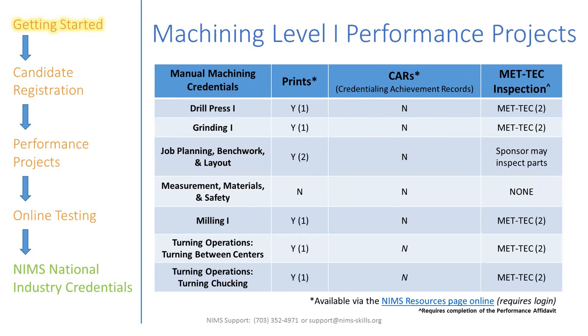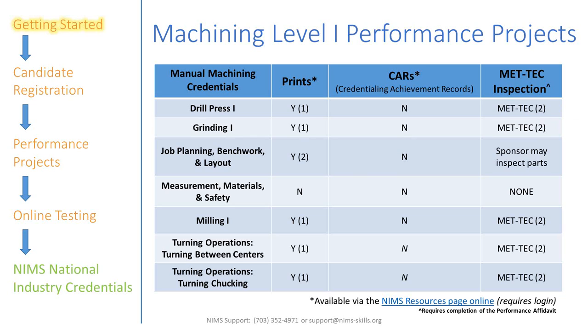Here are all of the NIMS Machining Level 1 certificates that focus on manual machining skills. Most require that an individual machine a single part and then have that part checked by 2 MET-TEC inspectors. The Job Planning Benchwork and Layout Credential requires that an individual produce 2 parts, both of which can be inspected by a sponsor. The Measurement Materials and Safety Credential does not require a performance project at all. This credential solely requires an online theory test.